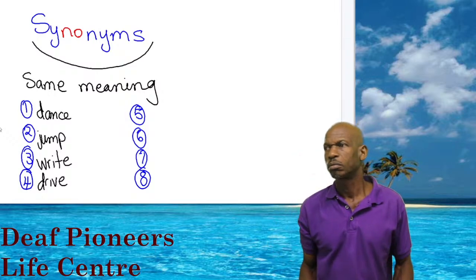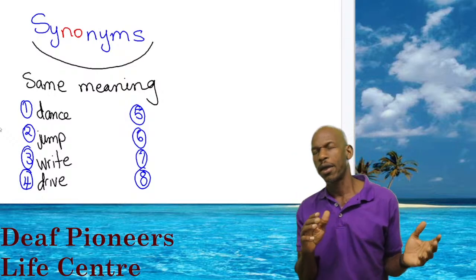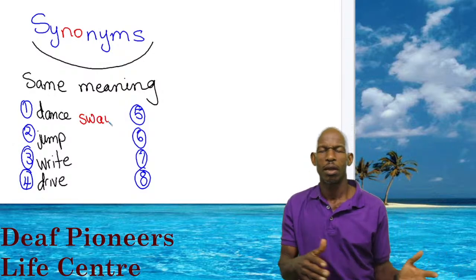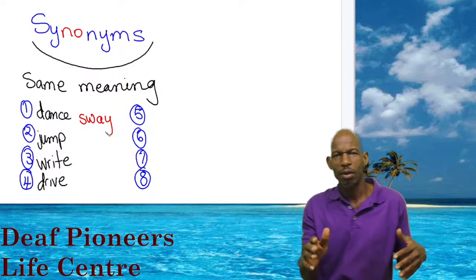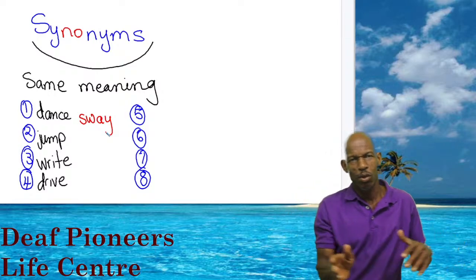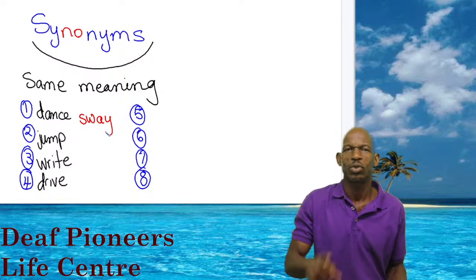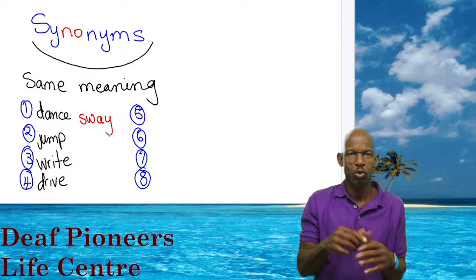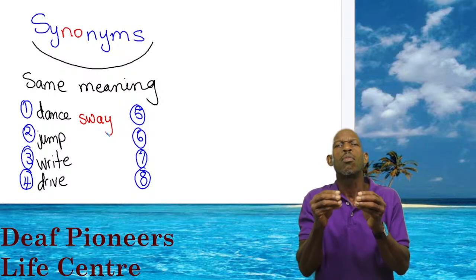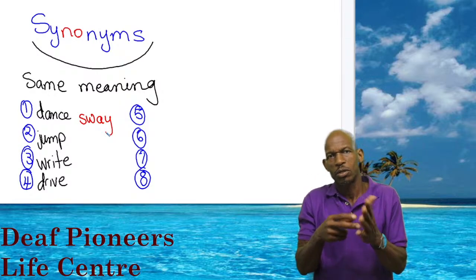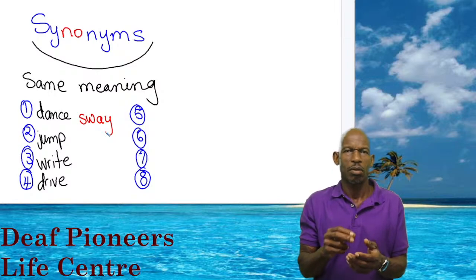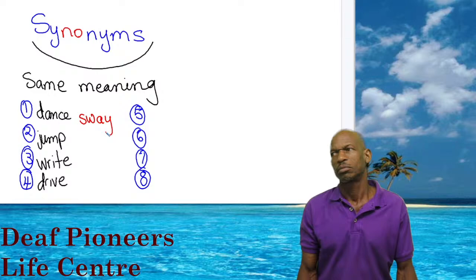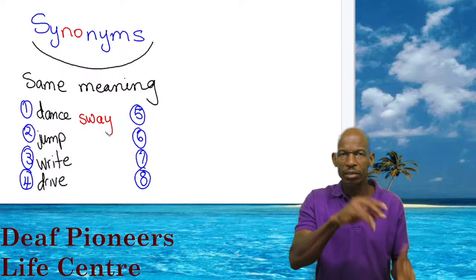Very good. Sway. So when I'm dancing, I move from side to side, and that is sway. So I am dancing, but how I move. In English, it will give you more meaning than just saying dance. Anybody can dance different ways. So I can dance by swaying. I hear some slow music and I'm swaying. So dance and sway, the same meaning, synonym.